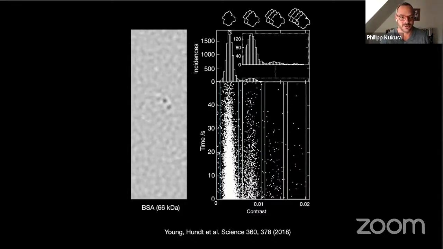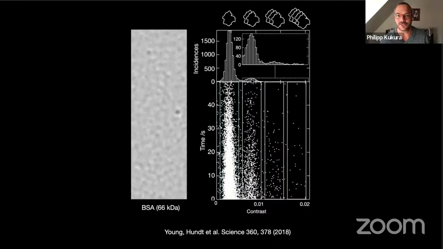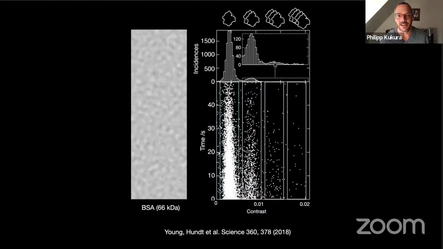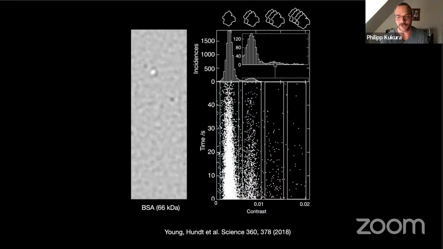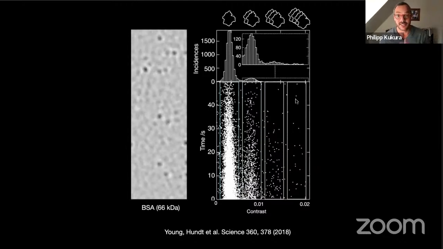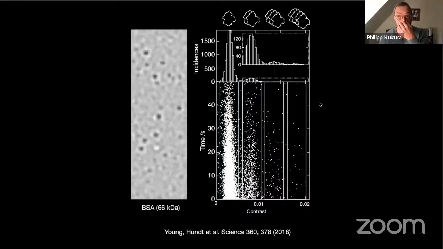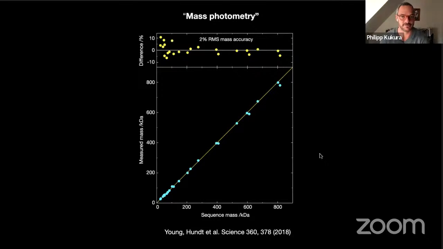Because you know, this contrast corresponds to 66 kilodalton, this corresponds to 132 kilodalton, and this corresponds to 198 kilodalton. And now you have a conversion between mass and the optical contrast that you measure. So you do a calibration like this, and then you measure lots and lots of different proteins, and you get a plot that looks like this.